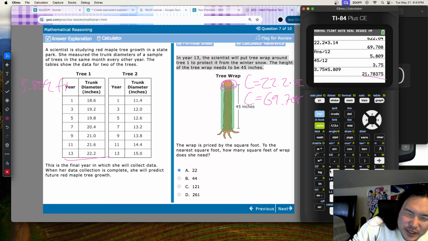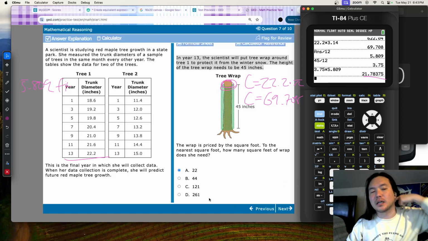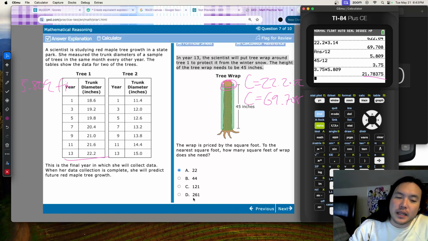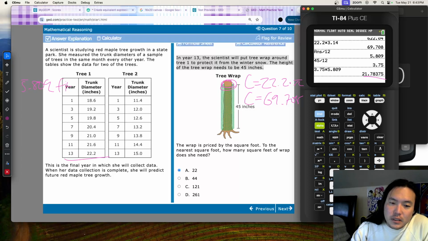I think for this one, hopefully you can just imagine. Somebody said that they got D, which is probably just 69 times 45 divided by 12. You need to divide by 12 twice to convert from square inches to square feet. Unfortunate mistake.